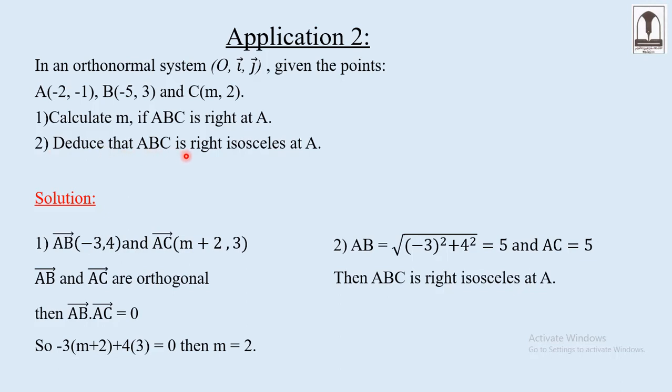2. Deduce that ABC is right isosceles at A. We already know that it is right at A. So, to prove right isosceles we should prove that AB is equal to AC. Now, AB is equal to the radical of x_AB squared plus y_AB squared, which is equal to 5. And you should do the same for AC. Now, the components of AC are 2 plus 2, 4, and 3. So we calculate the magnitude of AC. It's equal to 5. Since AB is equal to AC and ABC is already a right triangle, ABC is right isosceles at A.